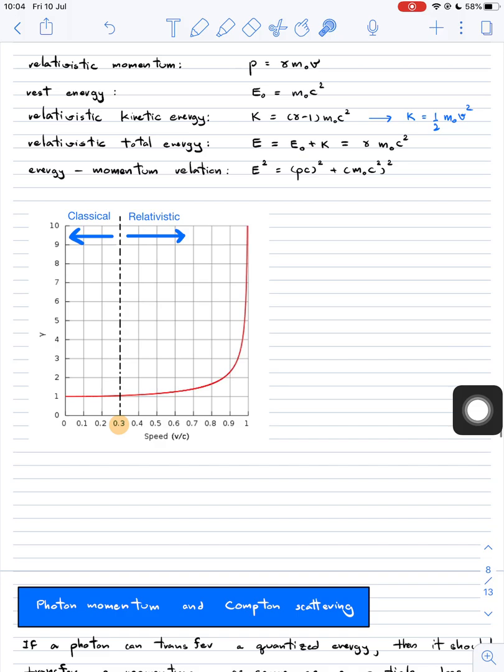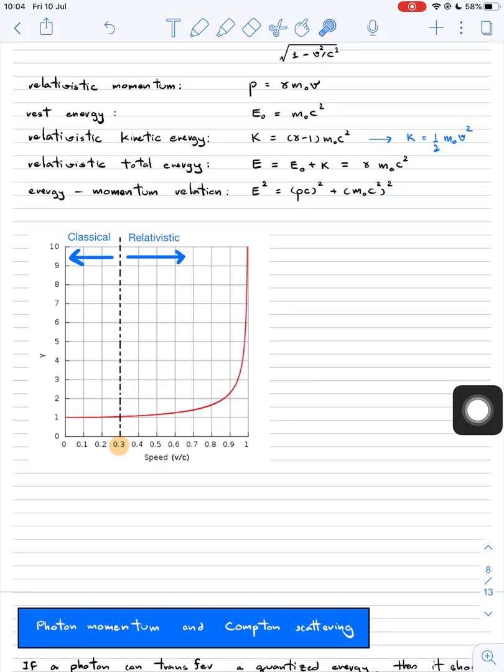And then the next thing is the relativistic total energy. It is equal to the rest energy plus the kinetic energy of the particle. So when you combine this equation and this equation together, you can see that m naught c squared and minus 1 m naught c squared here just cancel out. So we have only the gamma times the m naught c squared here.